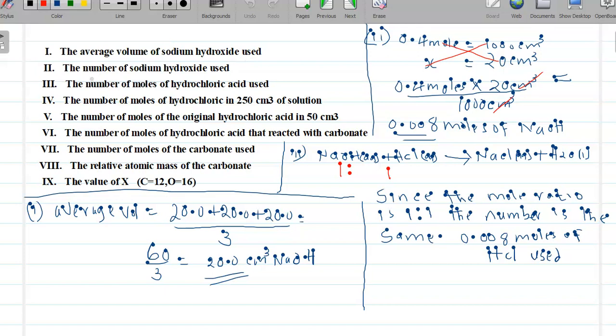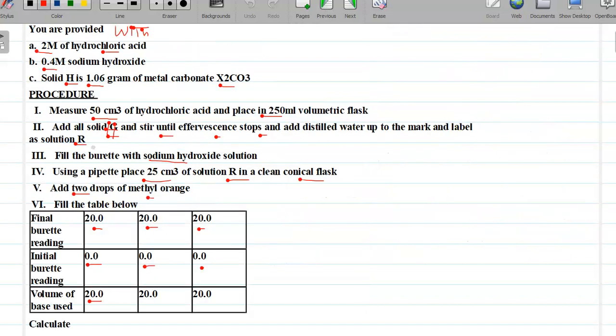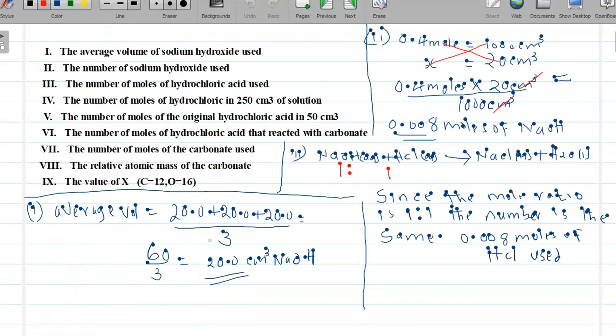To calculate the average volume of sodium hydroxide used, this is what you do. Average volume is equal to 20 plus 20 plus 20 divided by 3. If I go back, this is 20, 20, 20. You add all these, then you divide by 3. 20 plus 20 plus 20 is 60, divided by 3, 20 cm³ of sodium hydroxide used. This is the volume of sodium hydroxide used.